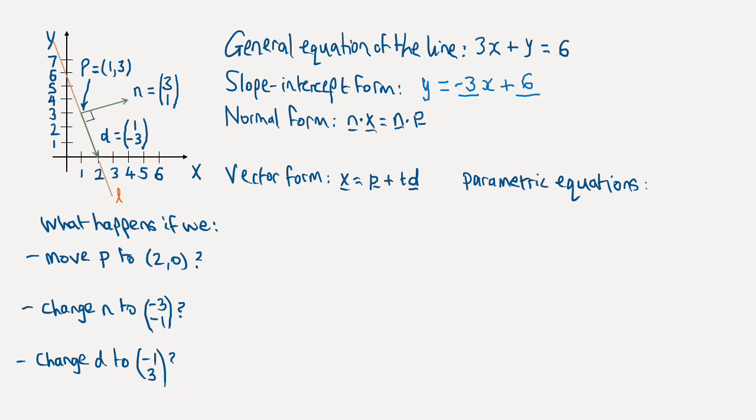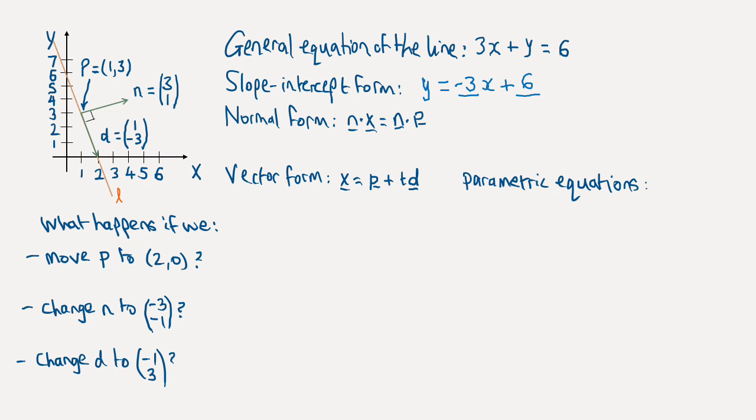The next form that I want to talk about is the normal form, and for that we need a vector n called the normal vector and a point P. The point P is just an arbitrary point along the line. Doesn't matter where you put it, but for convenience let's put it at 1, 3. Then the normal vector is the perpendicular coming away from the point P at a right angle to the line, and for every 3 we go in the x direction, we would go 1 in the y direction. So the normal vector here is 3, 1.